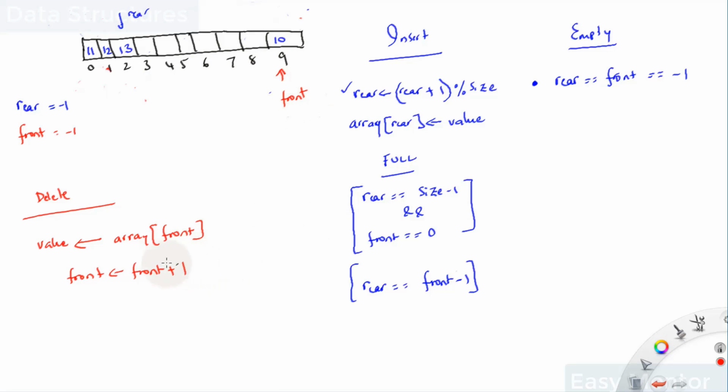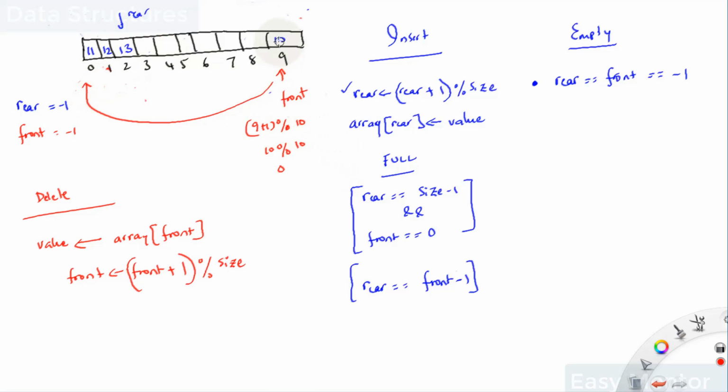And obviously to make sure that the front also circles back to the start of the array, you would have to do a modulo operation when you're incrementing front. So in this case, again, it's 9 plus 1 modulo the size of the array, which is 10, so it will be 10 modulo 10, which is 0. So your front would circle back to the start of the array.